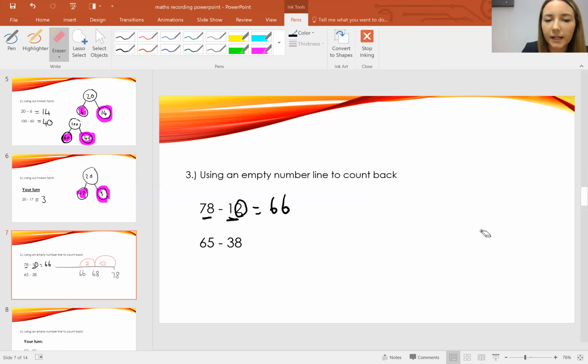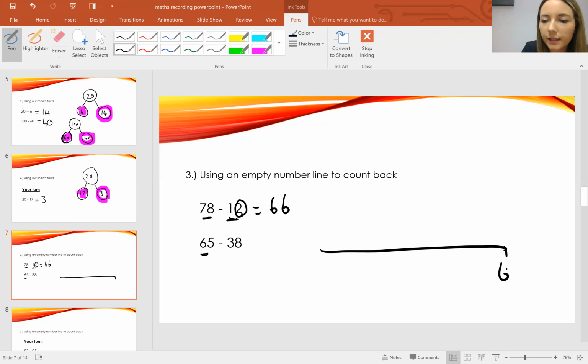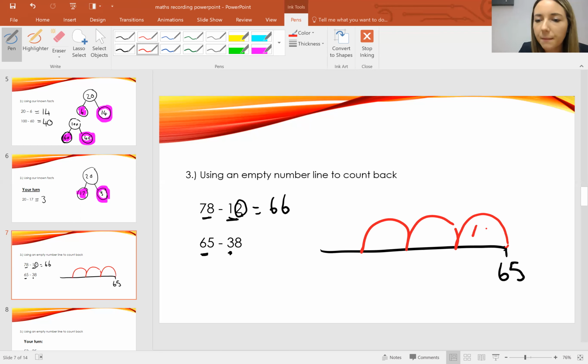If we have a go at 65 take away 38, again, I'll draw my number line. I'll put my minuend on this side, and then I need to look at my subtrahend to see what I'm subtracting. So I need to take away 3 10s first of all. So I'm going to jump back in 10s 3 times. 1, 2, 3.